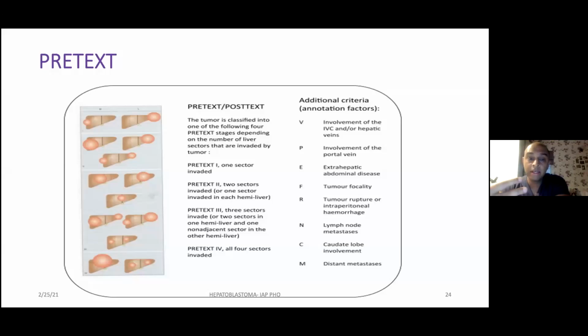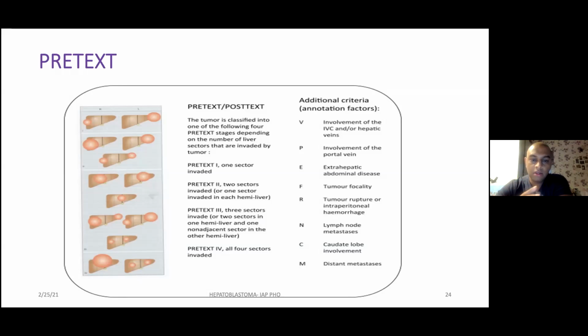Depending on the extent of these sections involved, we divide it into PRETEXT 1, 2, 3, and 4. To group it, you need to remember the keyword: contiguous tumor-free segments. Let's say in the topmost image, a lesion involves either only the left lateral or only the right posterior. We have 3 contiguous tumor-free segments. Then it will fall under PRETEXT 1.